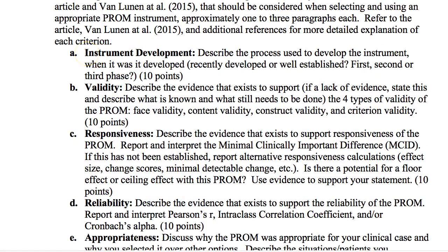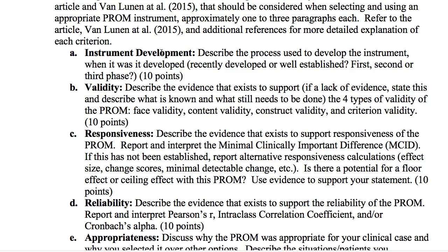So I'm going to briefly go over these. With instrument development, what was the process that was used to develop this instrument? So you're going to describe that in pretty much detail. Some of these sections will probably be 1 to 3 paragraphs. Some of these sections will be a page or 2. It just depends on how much information there is on each one of these sections.